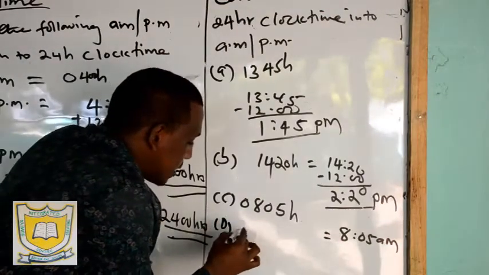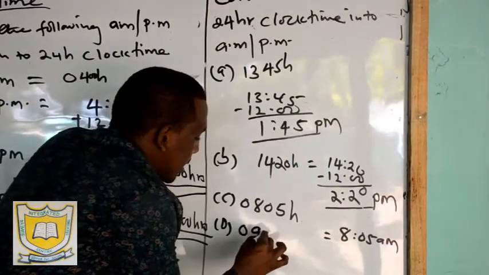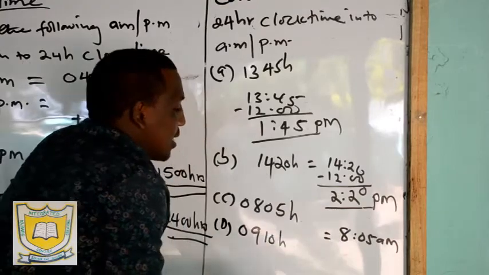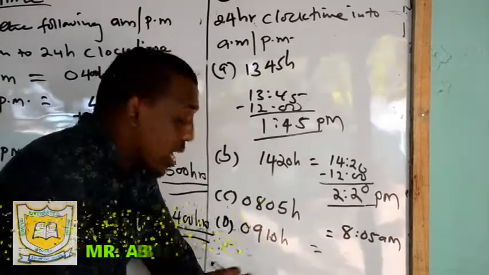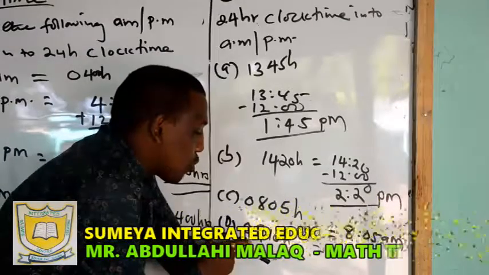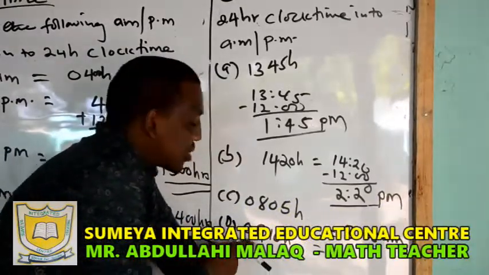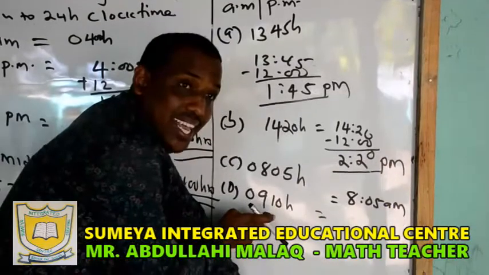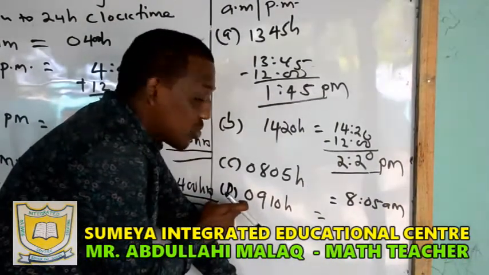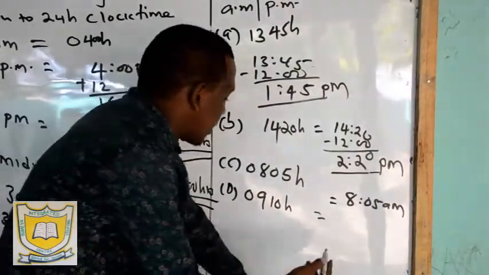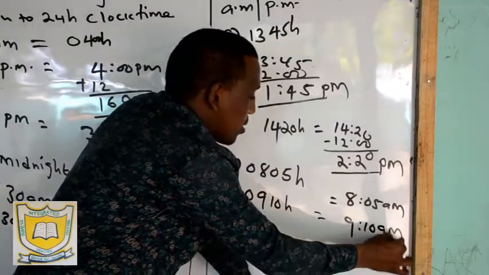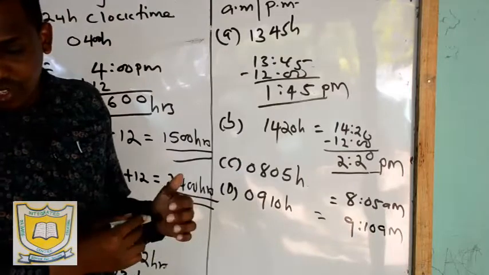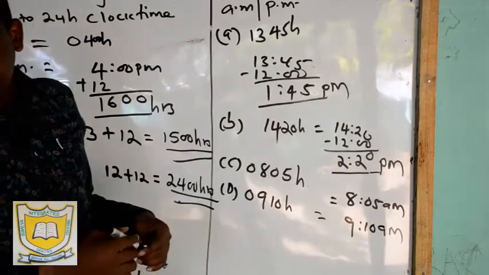Another one, let us see, 0910 hours. We want to change this one to AM. It was the 24-hour clock system. Initially, it was 9:10 AM. This person has introduced a 0 in front. So my answer is 9:10 AM. That is how we change.